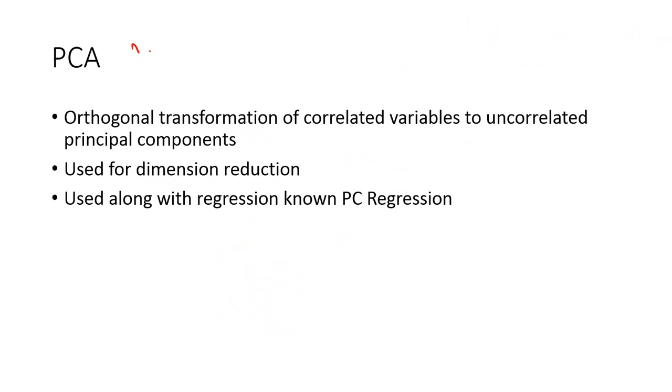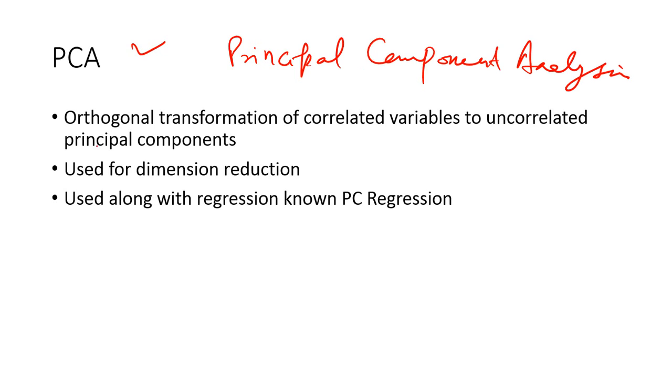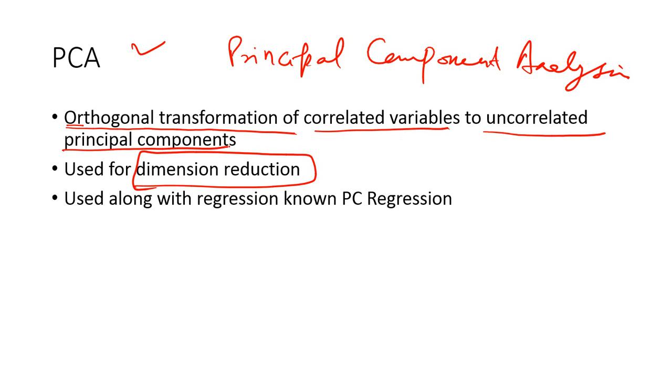The next one is the PCA, or principal component analysis. PCA is used for a number of purposes. It's primarily used for dimension reduction, where you want to get down to a small number of variables from a large set of variables. What it does is take the orthogonal transformation of correlated variables to convert a number of correlated variables to a small number of uncorrelated principal components. So the data set actually changes, but the information remains the same.